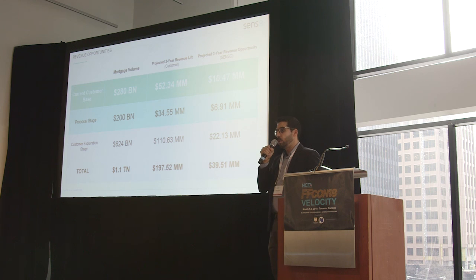So just to talk about the revenue opportunity a little bit more, our current customer base gives us access to $200 billion in mortgage volume. We project that over the next 3 years, we can earn additional revenue of over $50 million for our clients. That's additional net interest income through better pricing and retaining customers. And we project that's over $10 million in revenue for us over the next 3 years. Looking at our complete pipeline and access to the Canadian market, that's $1.1 trillion in mortgage volume, almost $200 million in potential revenue for our clients, and almost $40 million for us. And that's at our fingertips.